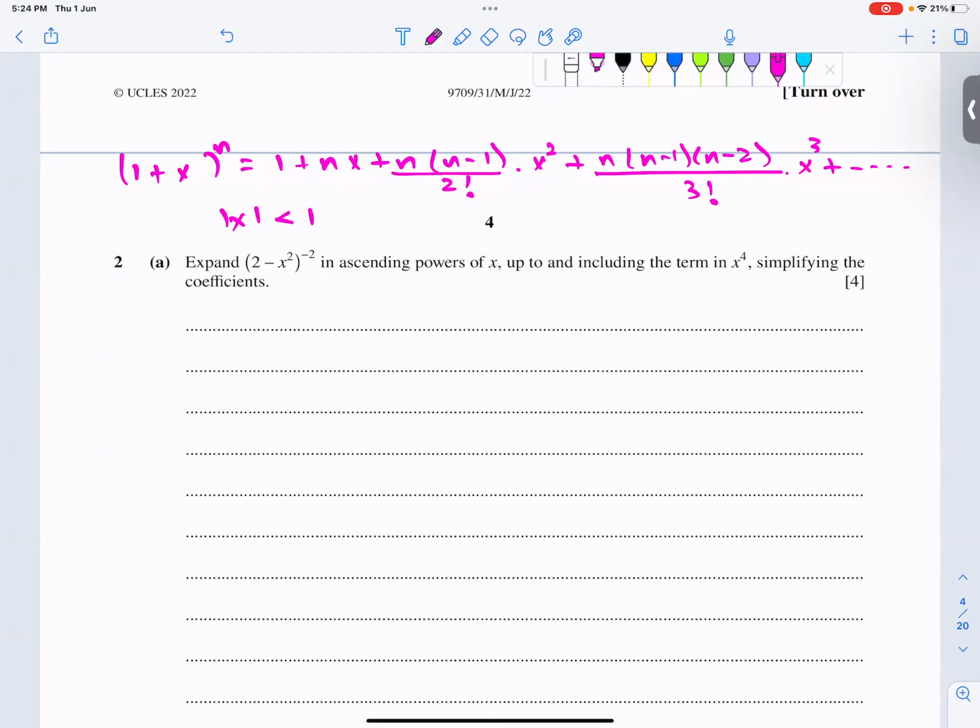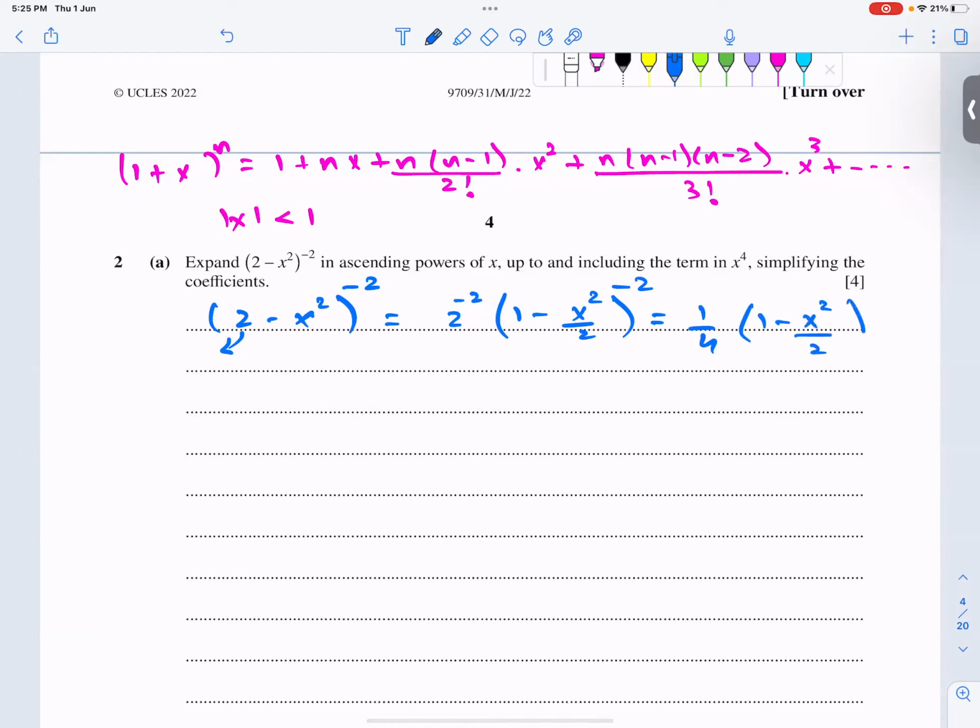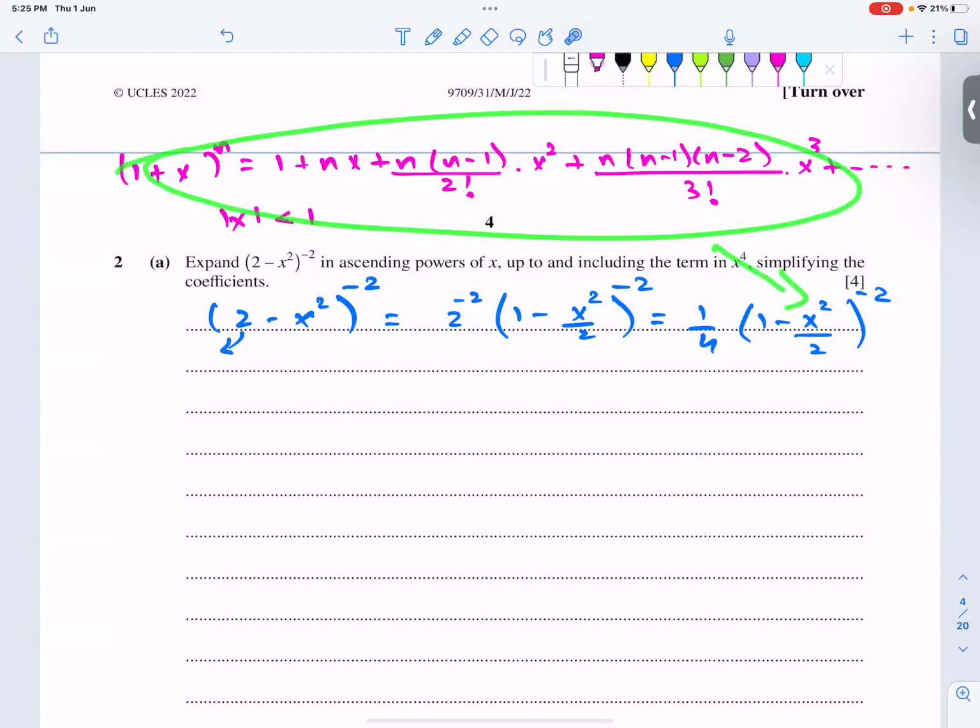I'm going to apply this formula. So just write the expression 2 minus x squared to the power minus 2. Take 2 common, but make sure that when you take 2 common, this will come with the power, okay? So inside will become 1 minus x squared by 2 to the power minus 2. So this will be 1 over 4 times 1 minus x squared by 2 to the power minus 2. Now you will apply this formula on this expression.